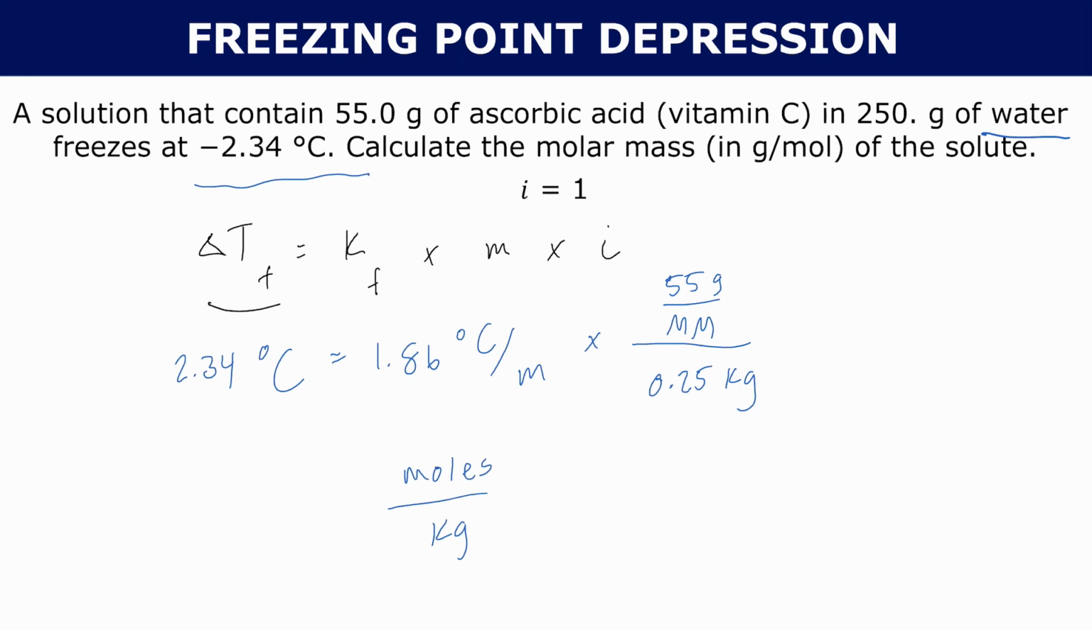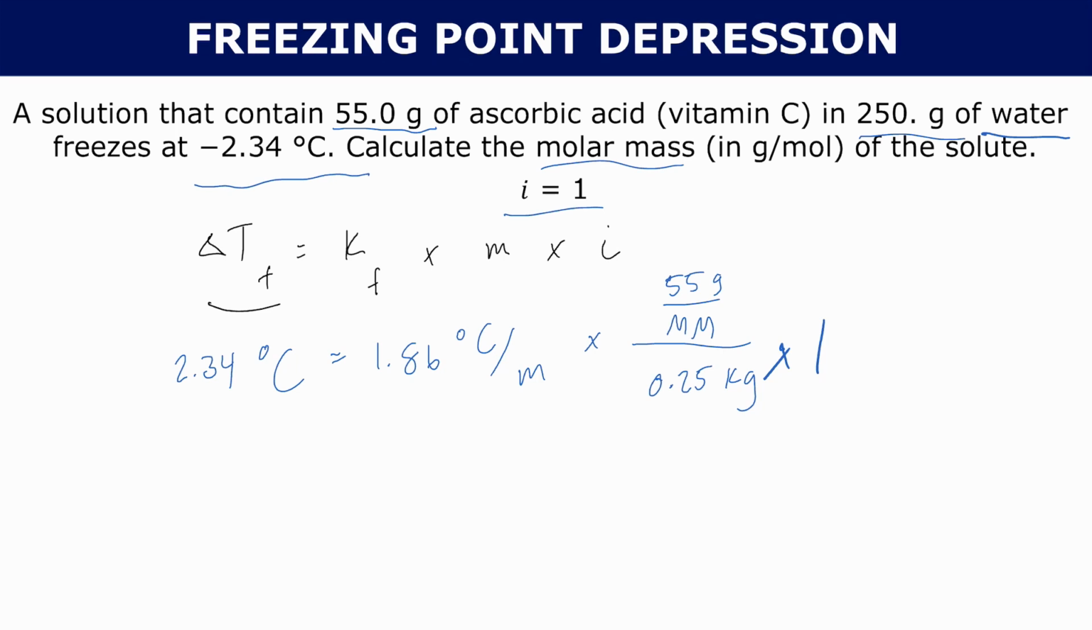And the way we get both these values is the fact that we're dealing with 55 grams of ascorbic acid and 250 grams of water. So the solute is the ascorbic acid, and the solvent is the 250 grams of water, which is 0.25 kilograms. And we would have to multiply this value by 1, because we're told that the Van Hoff factor is 1. So the question asks you to find the molar mass, and using the setup that we have now, all we would have to do is solve for MM, and that would be our molar mass.